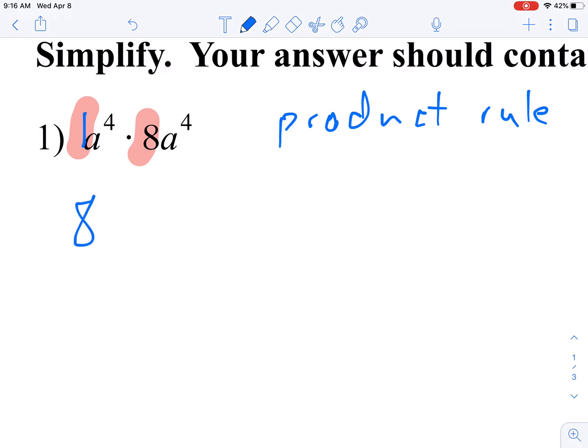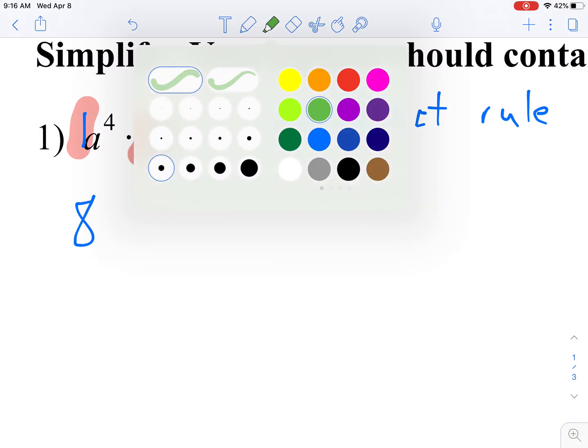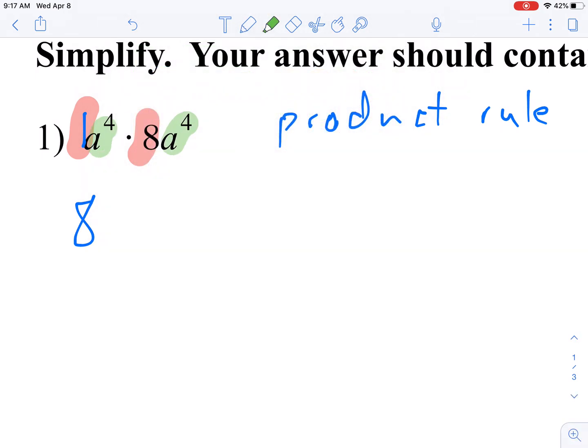And then A is the base for the exponents 4 and 4. So you're going to keep the letter A, and then 4 plus 4 is 8. And this is the answer that you're looking for. Again, this is called the product rule. It means that if you have the same base, you can add exponents together.